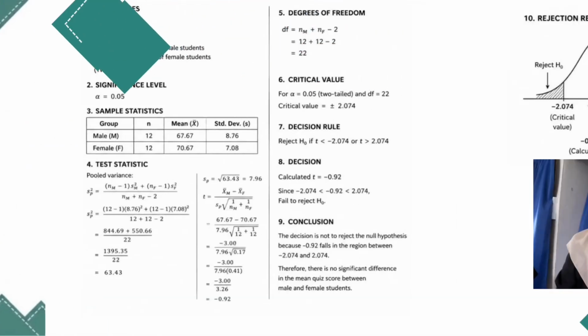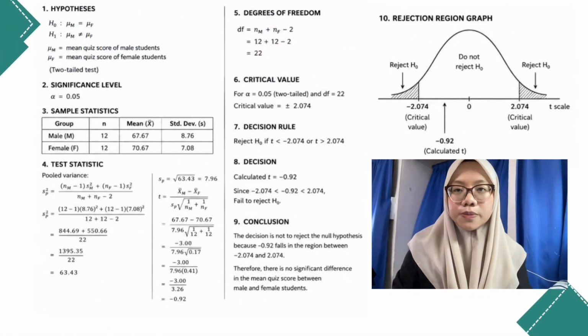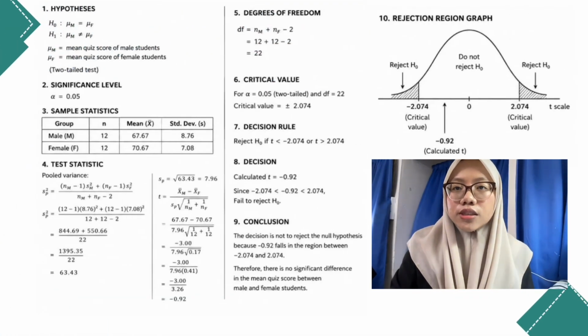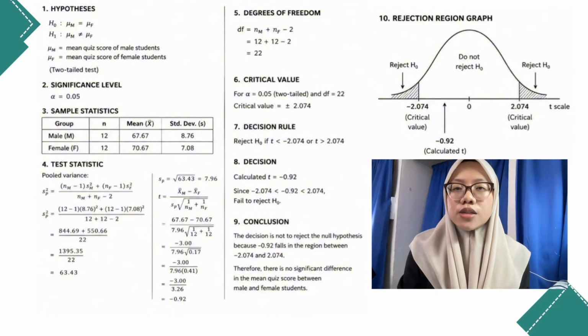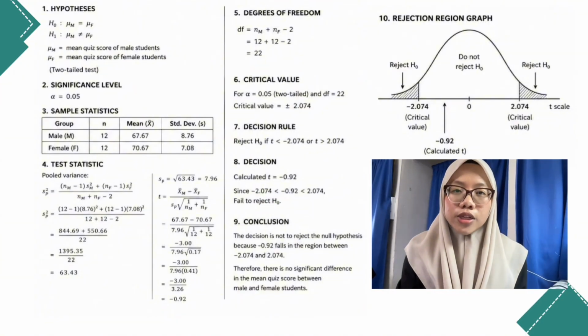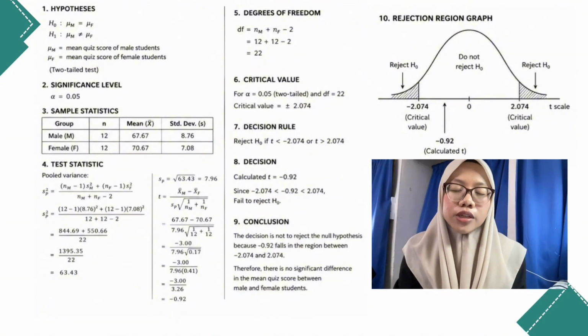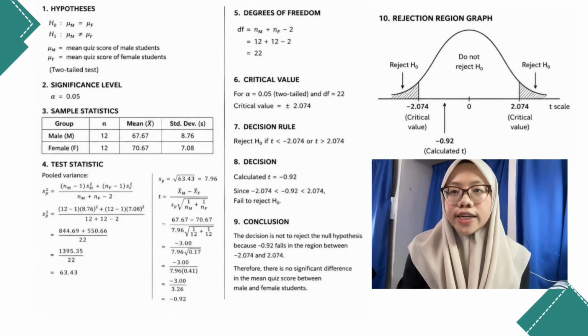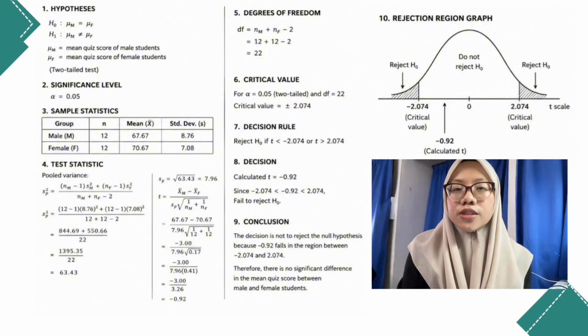Next, I determine the degrees of freedom. Using a significance level of 0.05 and 22 degrees of freedom, the critical values from the t-table are plus or minus 2.074. Now, let's look at the graph. The shaded area on both sides represents the rejection region.